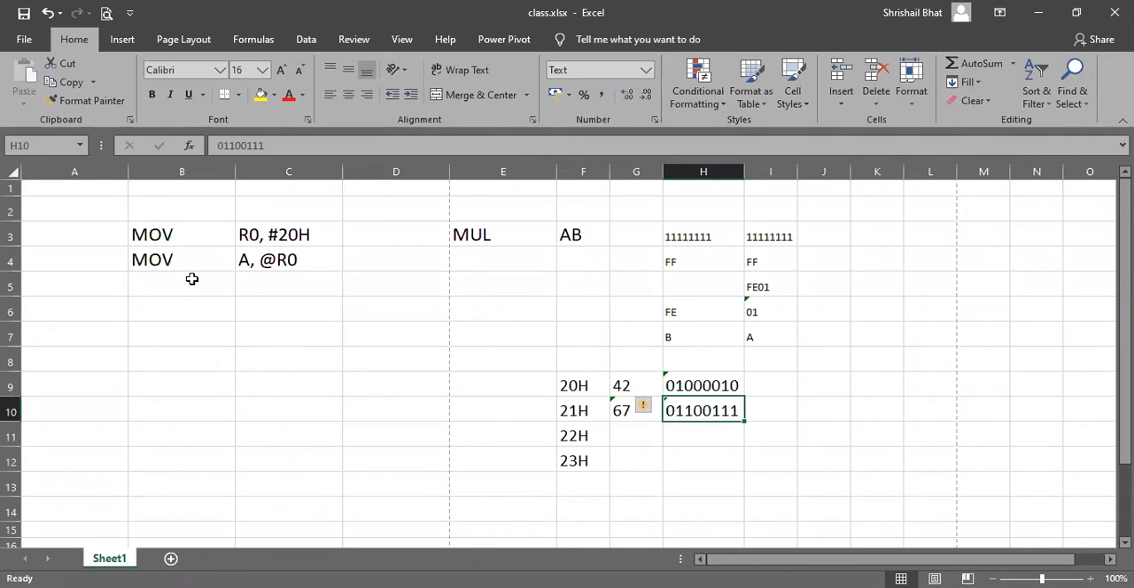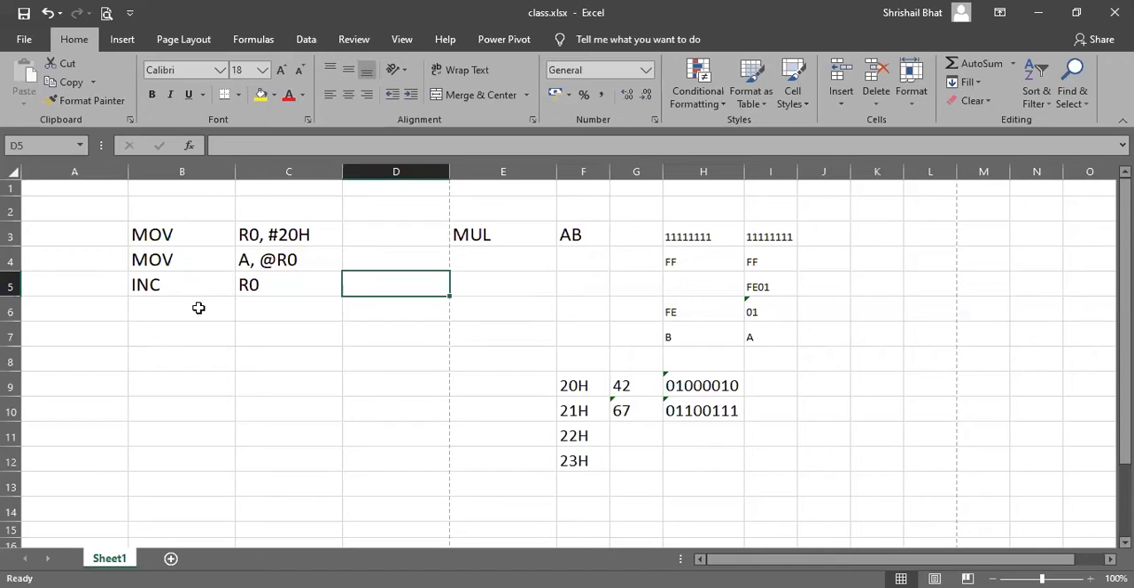So now I have got the contents of 20H, that is 42, in A. That is the first operand. The next operand, 67, is in the next memory location, which is 21H, right? Now my R0 is pointing at 20. I have to increment R0. When I write INC R0, R0 will point to 21.